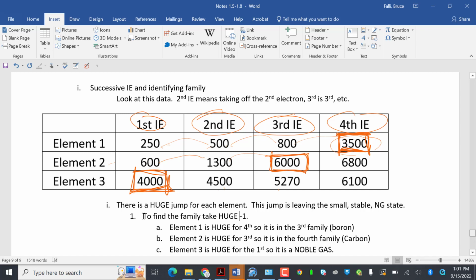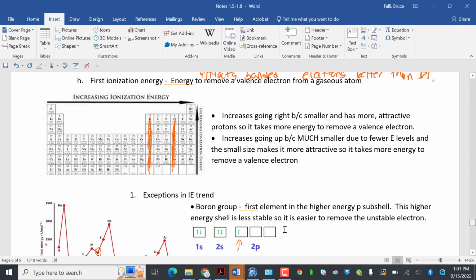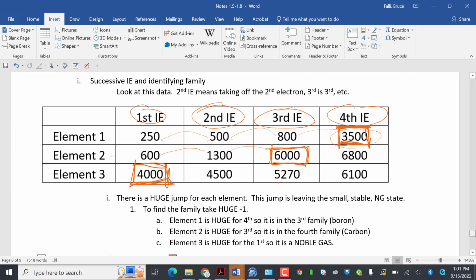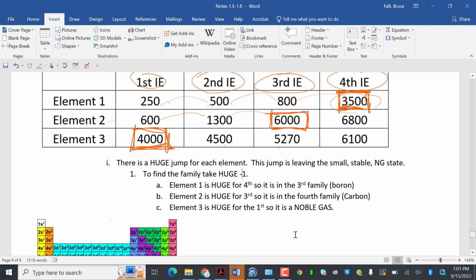Take huge and subtract 1. So element 1 is huge for the fourth one. So that means it's in the third family, boron. Let me show you what I mean by the third family. Okay. We are not going to look at the D block. They don't count. This is family 1. This is family 2. This is family 3. This is family 4 all the way up to 8. Okay. So it's from the fourth energy level. So 4 minus 1 is the third family, boron.